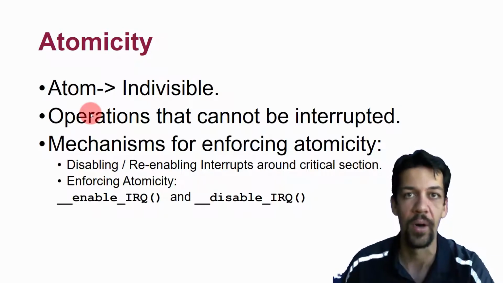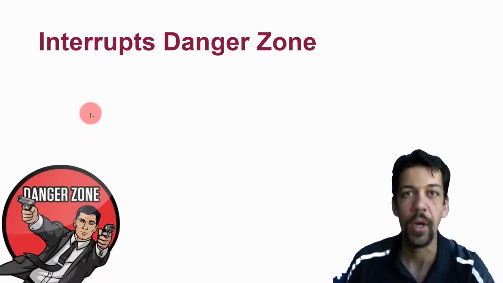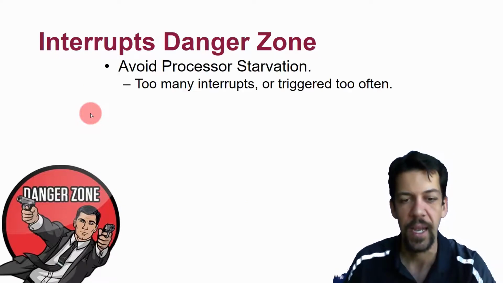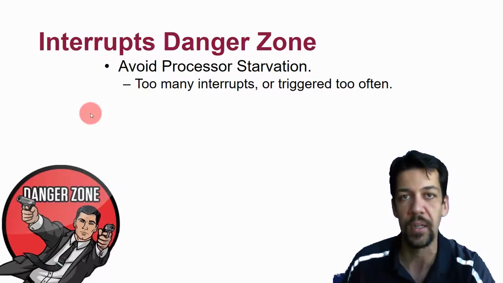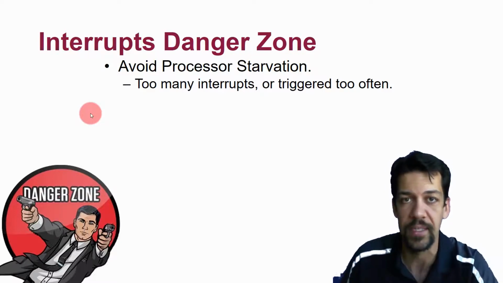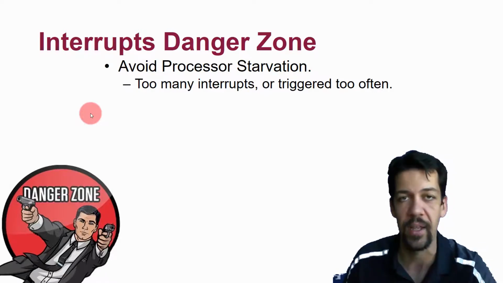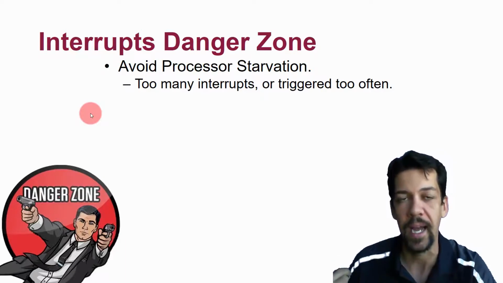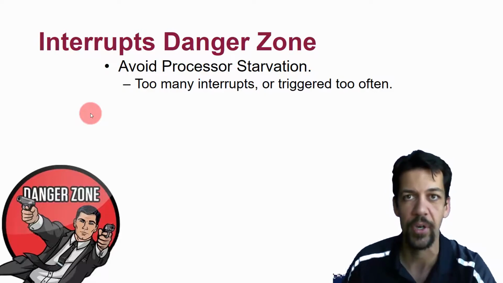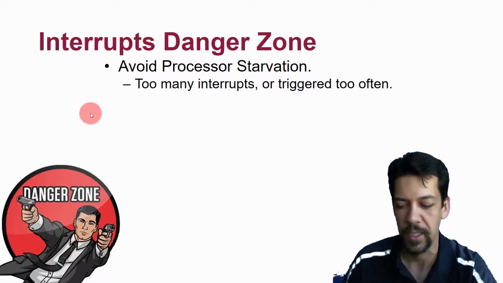So let's review some of these danger zones. The first one is to avoid processor starvation, right? If you've got a lot of interrupts occurring, the main function won't be getting serviced. If they're happening too often or too fast or they're taking too long, you want to make sure that interrupts are infrequent, that they're short, that they execute quickly, and they return back to main as quickly as possible.